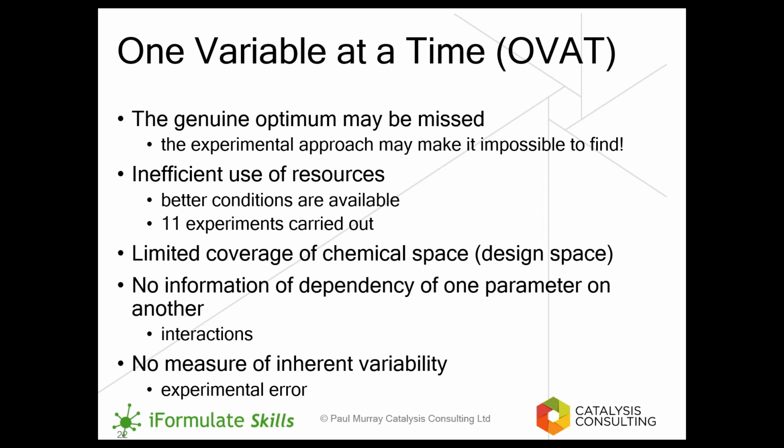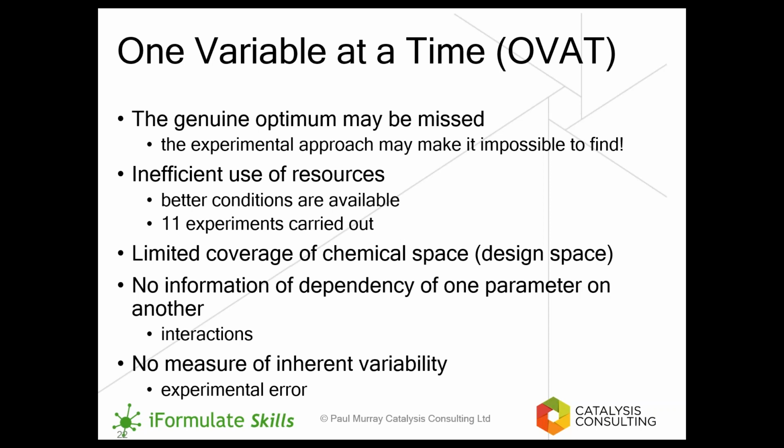If you use one variable at a time, the genuine optimum will most probably be missed. The experimental approach makes it almost impossible to find. It's a very inefficient use of resource. There are better conditions available. We've carried out, in this case, 11 experiments, and we have no idea where to carry out the next experiment to make the process better. We've investigated a very limited set of experiments and the possible combinations of the design space. We have no information about how one parameter is affected by another, so we don't know if there's any interaction.